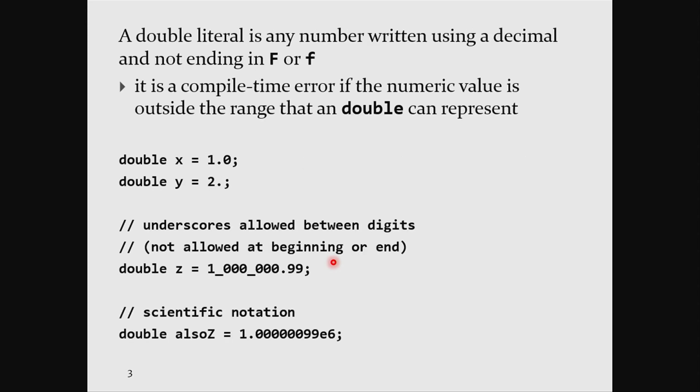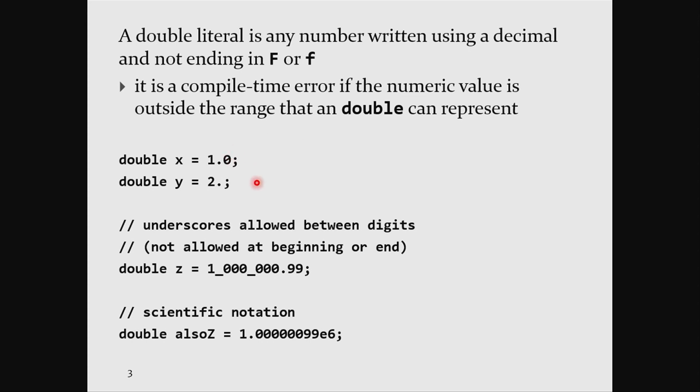Whenever you write down a number in Java as a literal, a number that has a decimal place in it, Java considers that to be a double literal, unless it ends with an F, capital or little f. The F's are used to indicate a float literal. Float is a smaller version of double, so it has a smaller range. If you try to write down a literal that's bigger than double can represent, you get a compile time error.